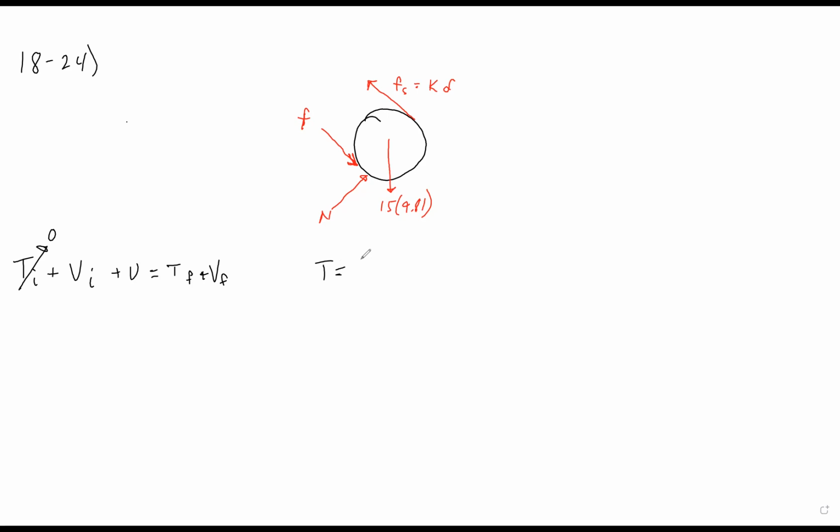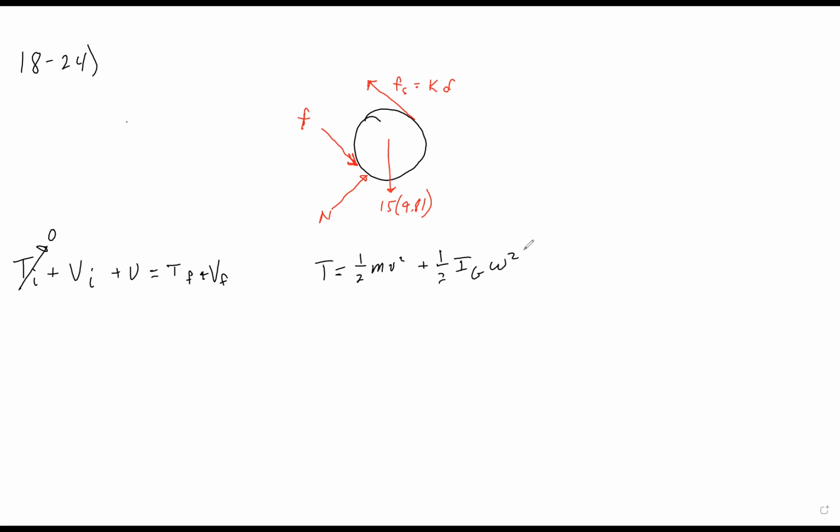We have this cylinder. Now, we have two types of motion. We'll have the linear, 1/2 m v squared, but we will also have the rotational kinetic energy, which is 1/2 the rotational inertia times omega squared.